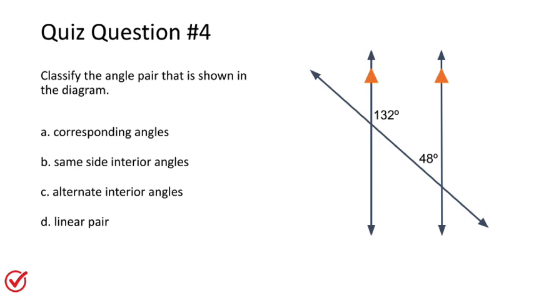Next question, classifying the angle pair that's shown in the diagram. In this case the parallel lines are going basically north and south. The transversal is passing through them. 132 and 48 are on the same side of the transversal and inside the parallel lines. These are same side interior angles. Notice they are supplementary. They add together to equal 180.